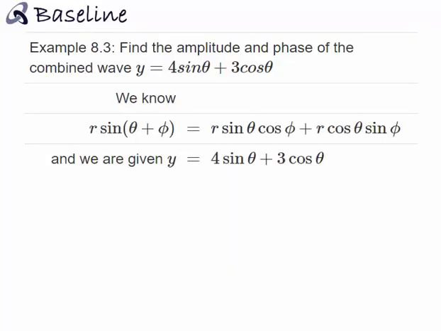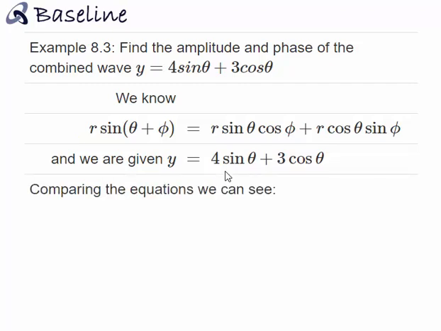We know that sine theta plus phi is equal to sine theta cos phi plus cos theta sine phi. So first I'm going to multiply both sides by r. Then I'm going to compare the two equations. So I've got sine theta here and sine theta here, which means I can write r cos phi is equal to 4 and r sine phi is equal to 3.